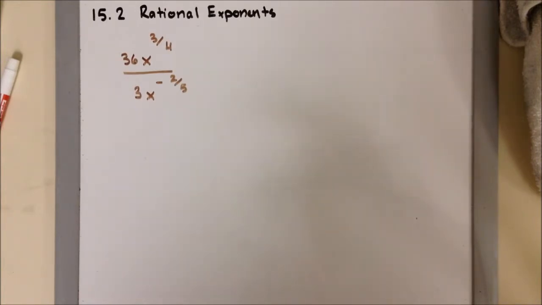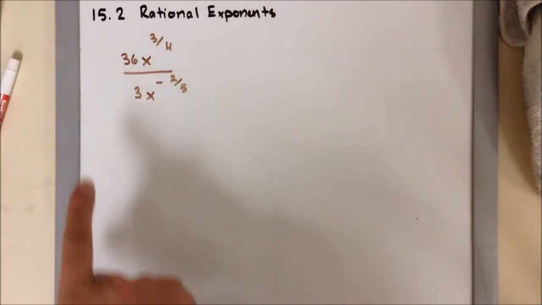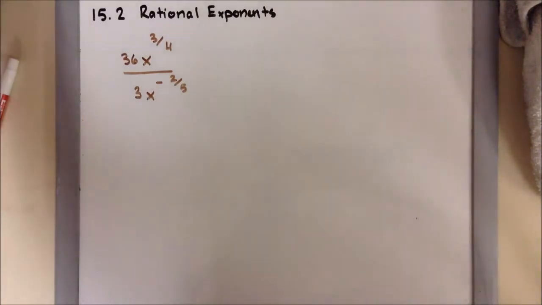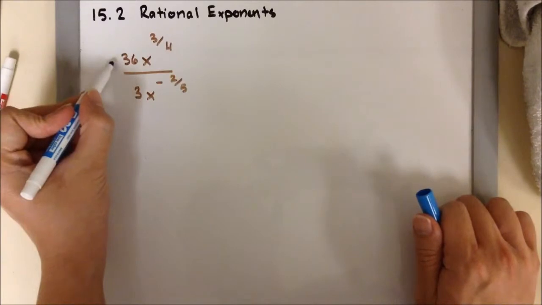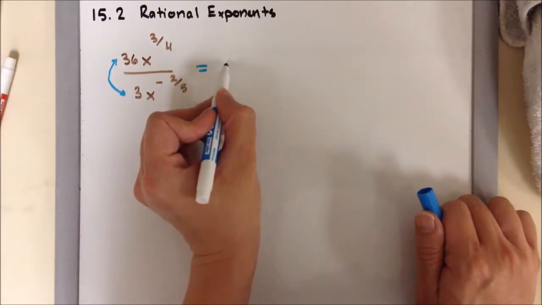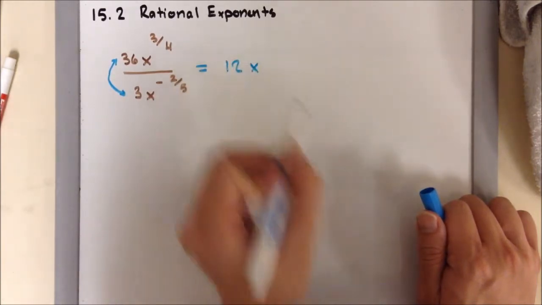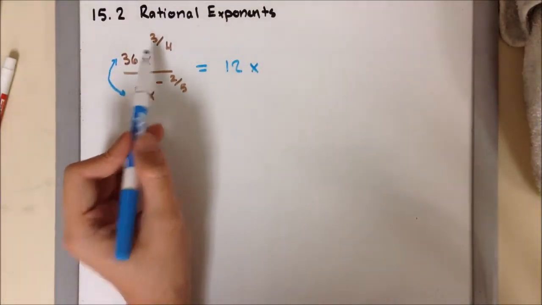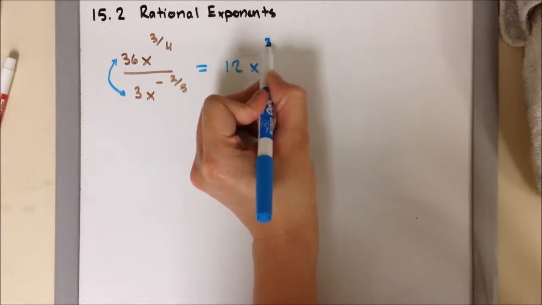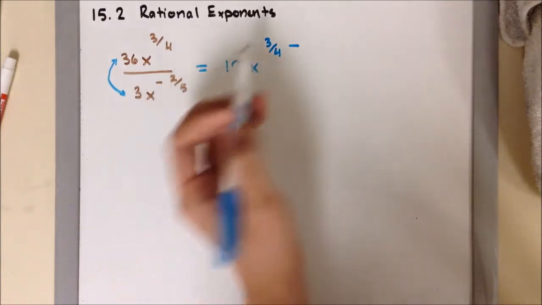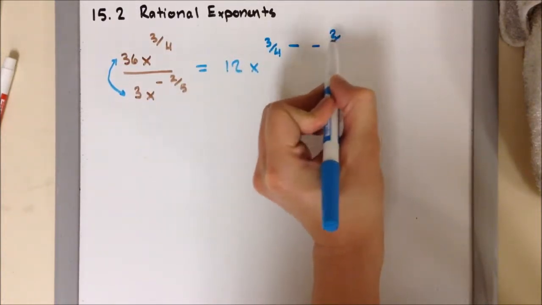In this example, we now have coefficients in front of the variable. In the numerator, we have the 36, and in the denominator, we have the 3. So since you're working with the same base, that means that you can also work with the coefficients, meaning 36 divided by 3. So 36 divided by 3 will be 12, and then we're going to have x. So just like I said before, the order matters. In the numerator, we have 3 over 4, so I'm going to write that one first. 3 over 4 minus, then my exponent in the denominator, which is negative 2 over 5.